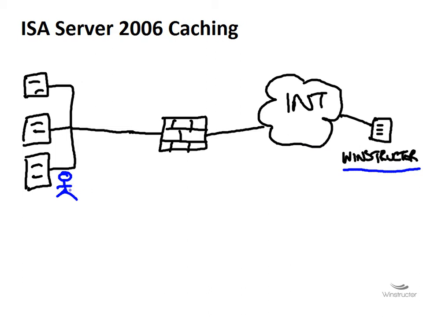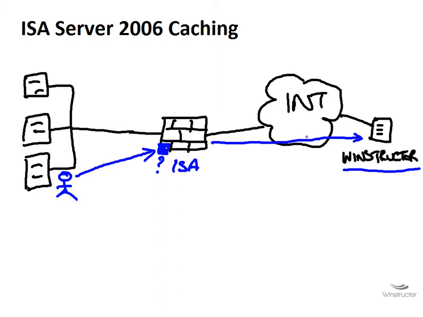Now, because this user's web browser would be configured to use the company's ISA server, the request for that website first hits the ISA server, and the first thing the ISA server does is check its own internal cache to see if it's previously been to winstructor.com. Now, if this is the very first visit to winstructor.com, then obviously it doesn't have any of the site details stored in its cache, so it's going to have to head off over the internet to the website and grab a copy of the page.